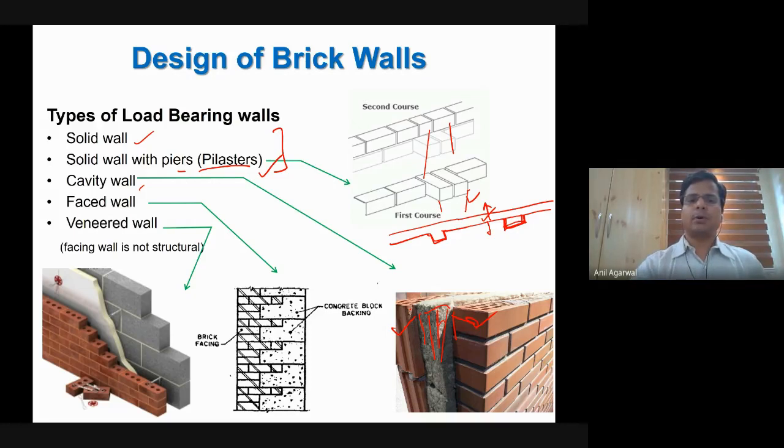Another type of cavity wall is veneered wall. In case of a veneered wall, you have one solid wall, but then there is a veneer. It's not really this one. The red brick wall in this particular case is not really a wall. It's not really a solid wall. It is only a facade. It's only for the looks. It is not carrying any load.